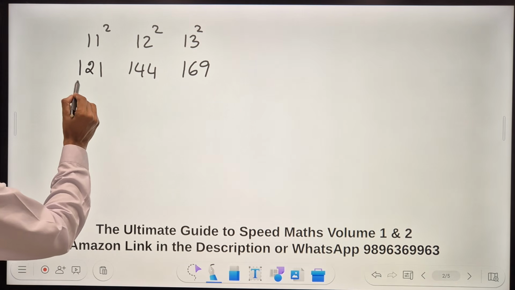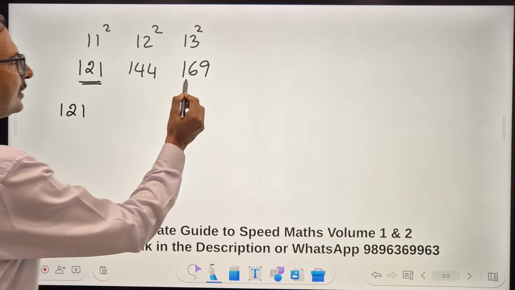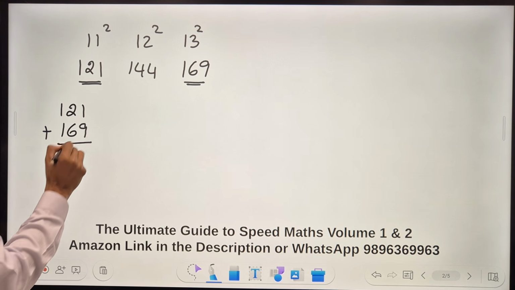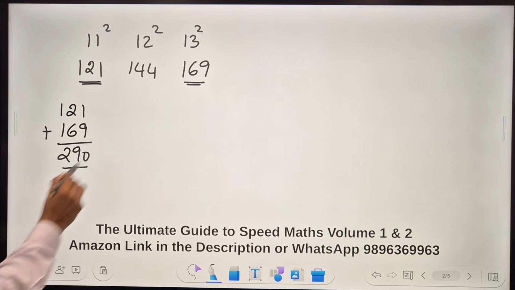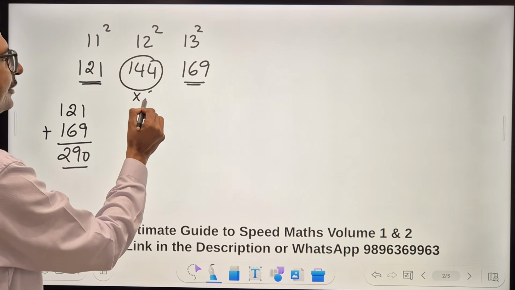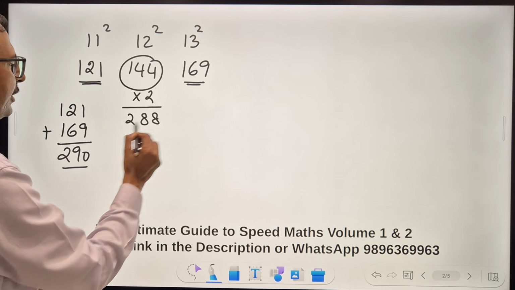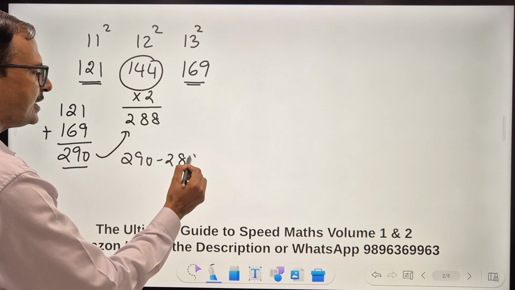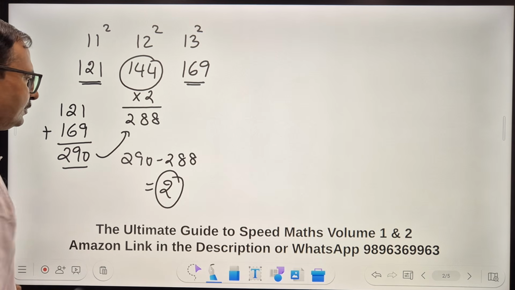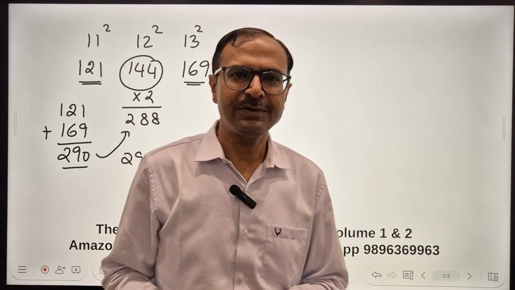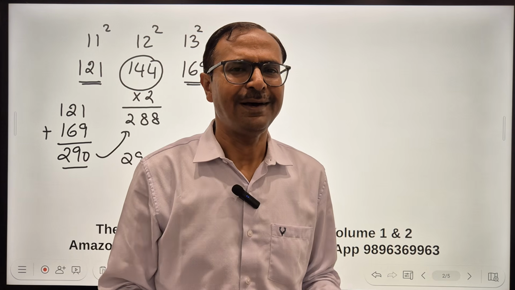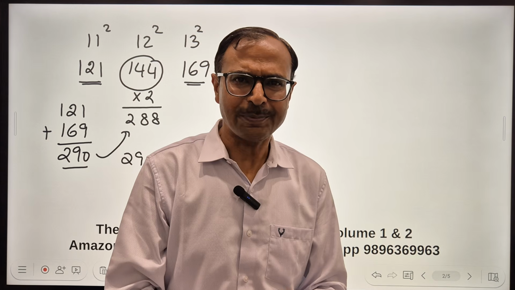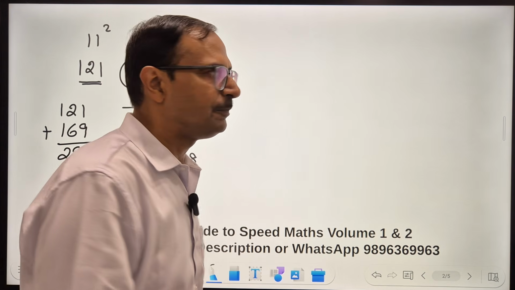When you add the smallest and the highest, what you get here is 290, right? And take the double of the middle, you get 288. Now when you subtract these two, your answer, 290 minus 288, is exactly 2. Now does it work for every three consecutive perfect squares? I will tell you, yes, it does. Are you surprised? Let me show you one more example.